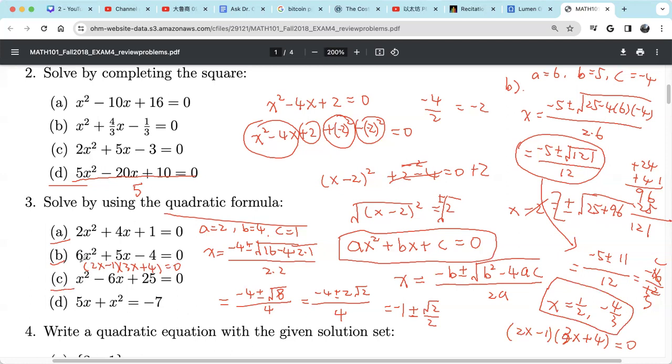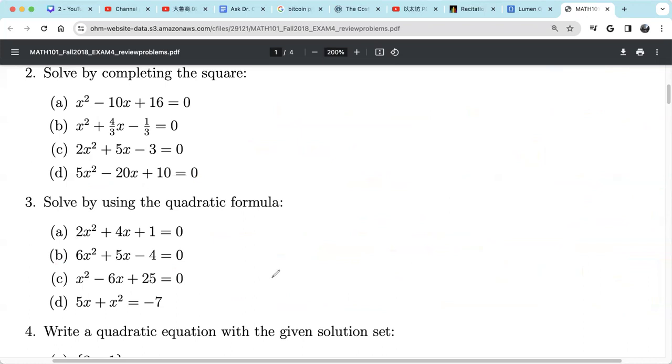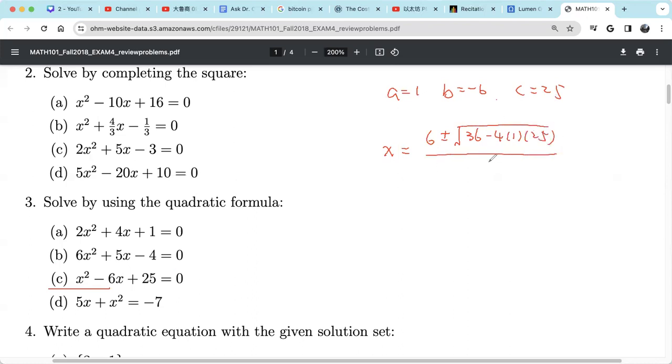Now let's see C. Let me clean this. So for C, we do the same thing. We figure out A, B, C first. So A equals 1, B equals -6, C equals 25. Plug into the formula: -b, -6 becomes +6, plus or minus the square root of -6 squared, which is +36, minus 4 times 1 times 25, all divided by 2 times a, which is 1, just 2. So we get 6 divided by 2, which is 3.